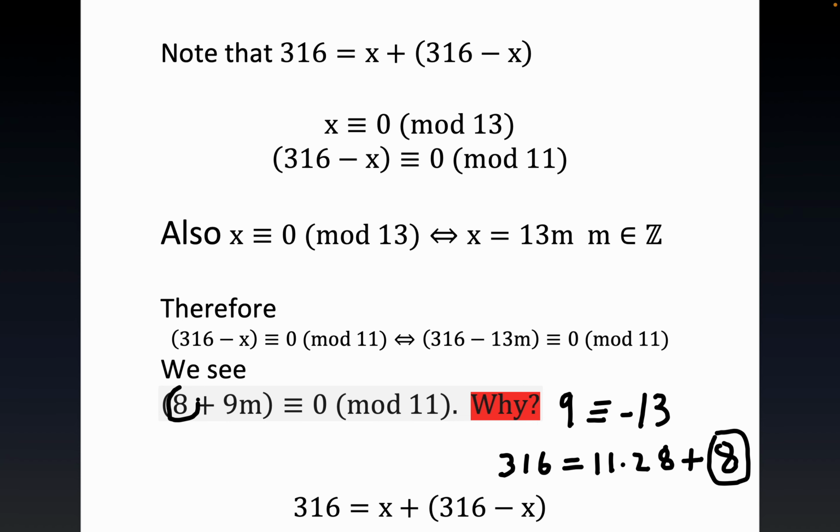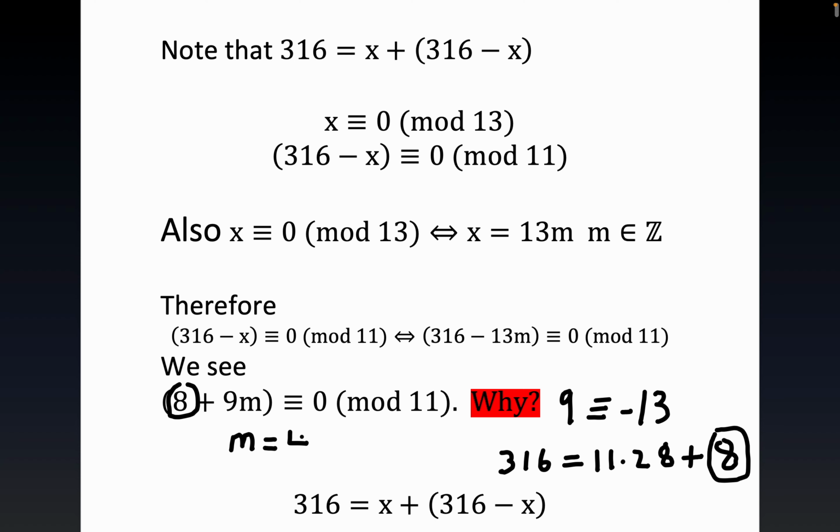Now, in this setting there are only 11 possible remainders, namely 0 through 10. And it's not hard to see that m equals 4 satisfies this. You guys can verify that. It's tedious, but all you have to do is go through the 11 cases, and it turns out 4 works. That's because 4 times 9 is 36, and 36 plus 8 is 44, which is divisible by 11. So we get m equals 4.